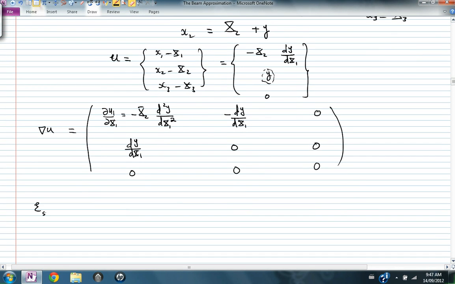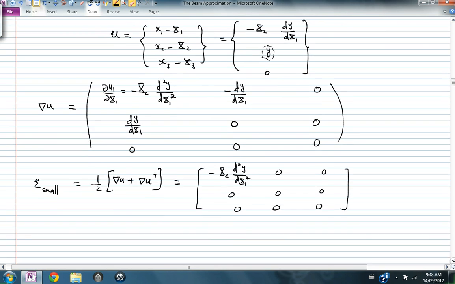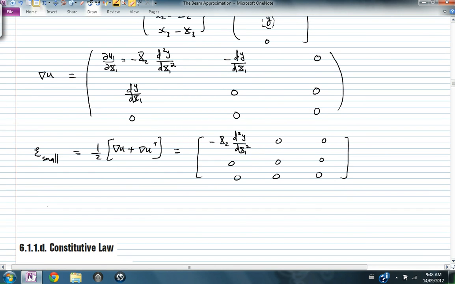If you calculate the small strain matrix, which is equal to half this matrix plus this matrix transpose, what do you get? You will find that this will be equal to negative x2 d2y by dx1 squared, and everything else is 0. Which means the deformation assumption allows me to say the only non-zero strain entry is epsilon 11, which is equal to negative x2 d2y by dx1 squared.